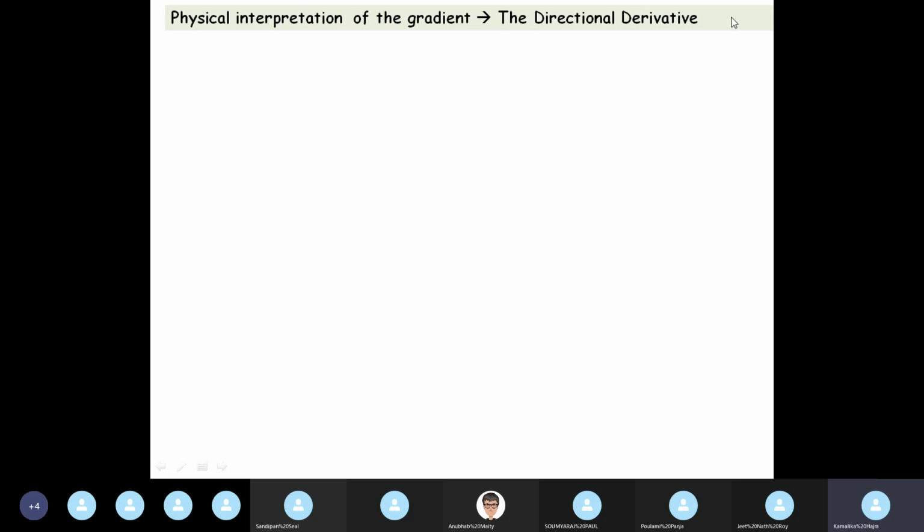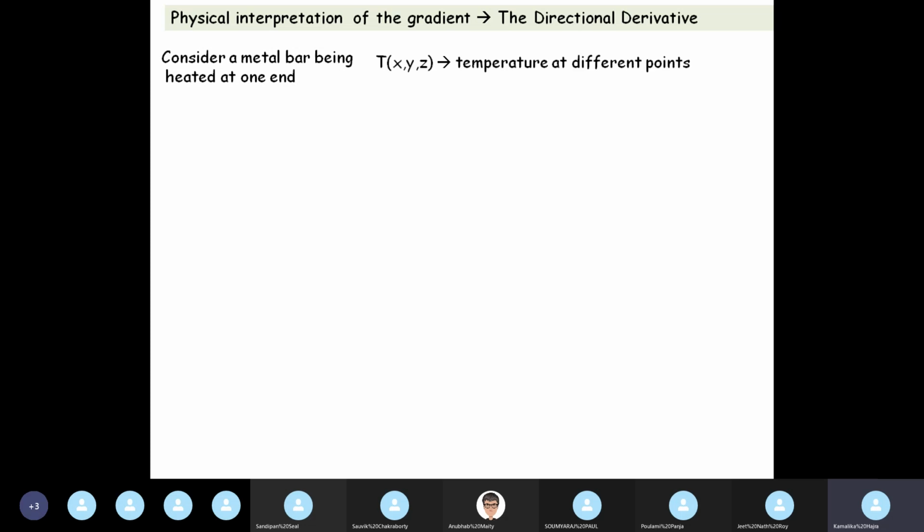That is called the directional derivative, and we'll soon see why it is called the directional derivative, what it means, etc. So for this, you will remember how I tried to explain what fields are to you. Let us consider a metal bar which is heated at one end, all right? Remember I told you how temperature is different at different points as we are nearer or further away from the furnace, and therefore the temperature is a field. So let us denote T(x,y,z) to be the temperature function giving the temperature at different points, all right?